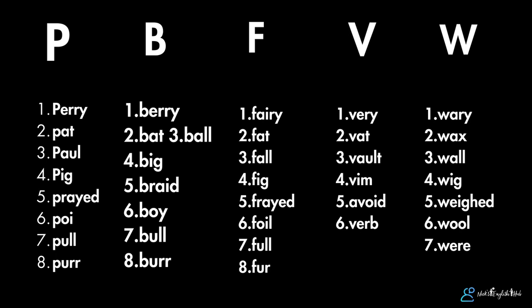Now we have the W's. Number 1, wary. Number 2, wax. Number 3, wall. Number 4, wig. Number 5, wade. Number 6, wool. Number 7, were.